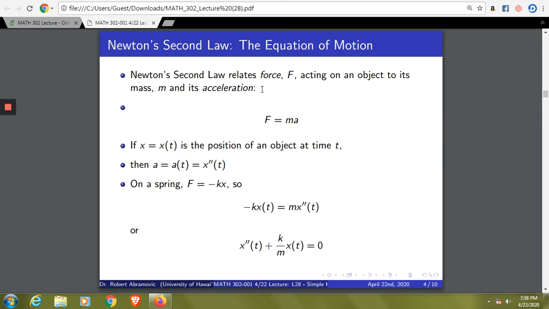If we're on a spring, notice the force is now given by Hooke's law. It's negative k times the displacement. So negative k times the displacement is equal to m times x double prime. We add k times x of t, and we get x double prime plus k over m times x of t equals 0. That's just rearranging this equation, dividing through by m.